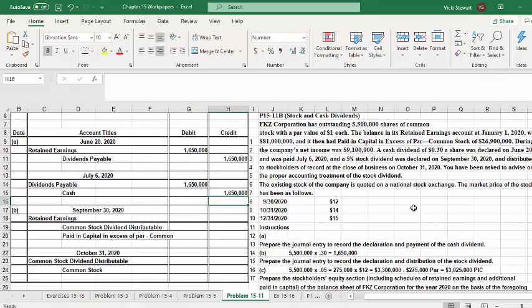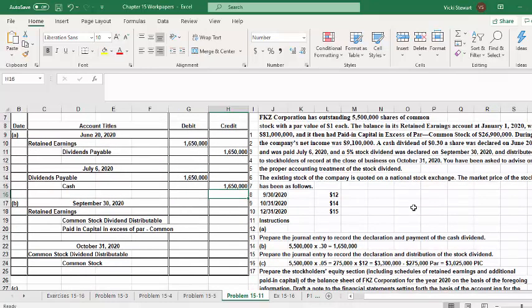Part B states to prepare the journal entry to record the declaration and distribution of the stock dividend. So first we need to determine how many shares of stock we are going to be distributing. We have 5,500,000 common shares. The stock dividend was 5%. So 5% of 5,500,000 is 275,000 shares. Since this is a small stock dividend, we are going to be debiting retained earnings for the market value of the stock on the date of declaration.